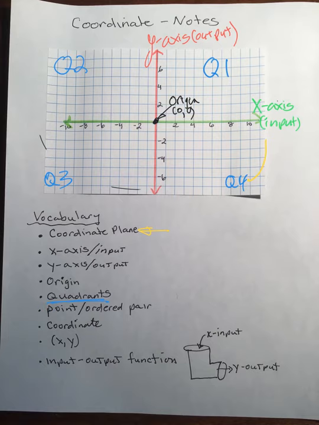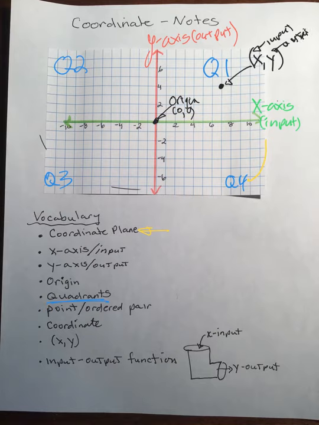And then you have a point or ordered pair. So each of those points has an input and an output. We call it an X and a Y, right? It has an input and it has an output. An X and a Y.